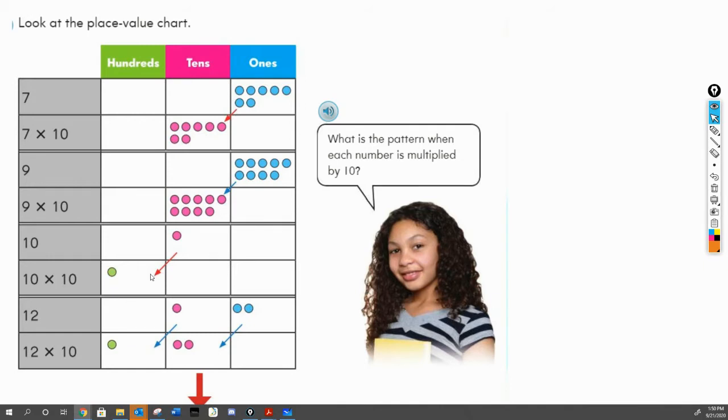If you're doing 10 times 10, if you're multiplying by 10, you're moving over one place on the place value chart. And 12 times 10, you're going to take your tens chip, move it over one spot, and you're going to take your 2 ones chip and move it over one spot.